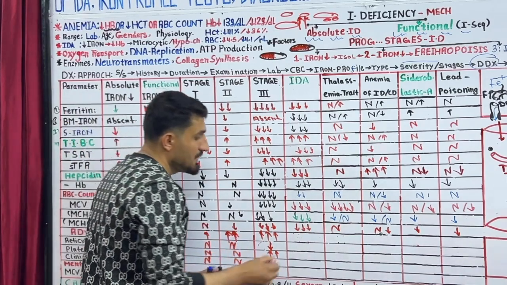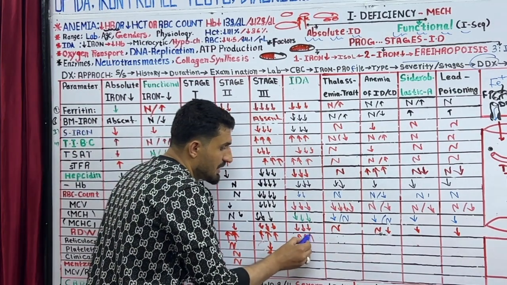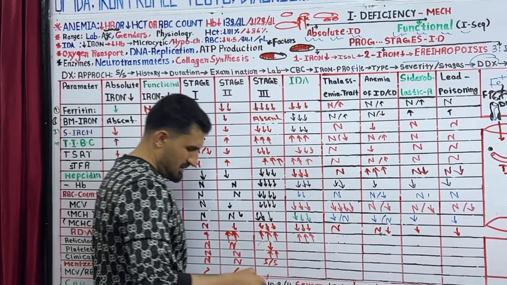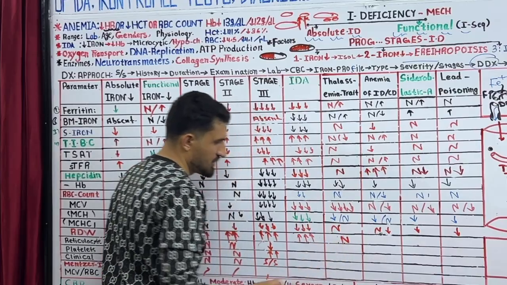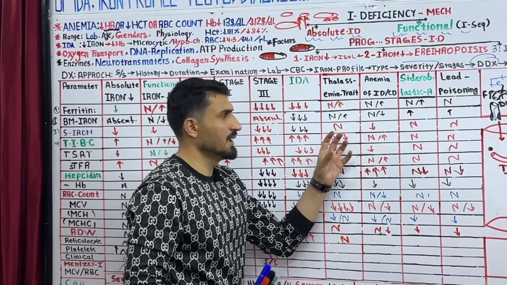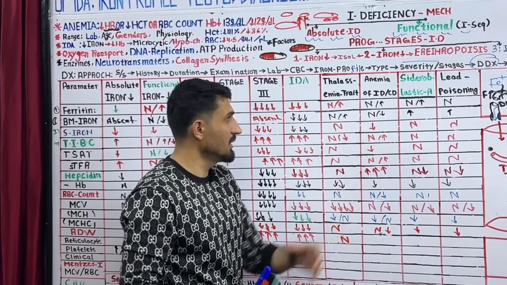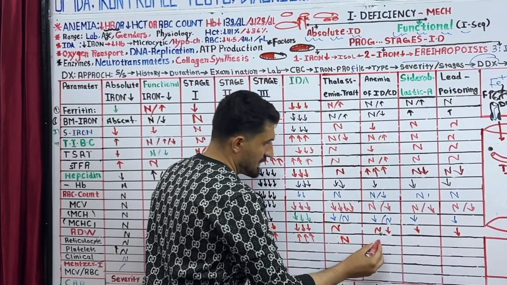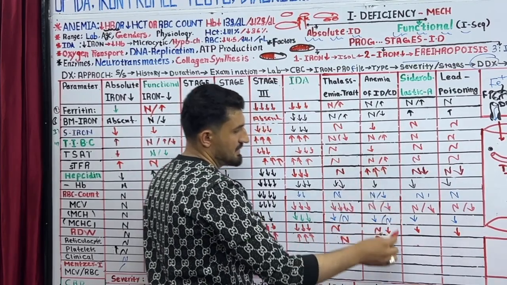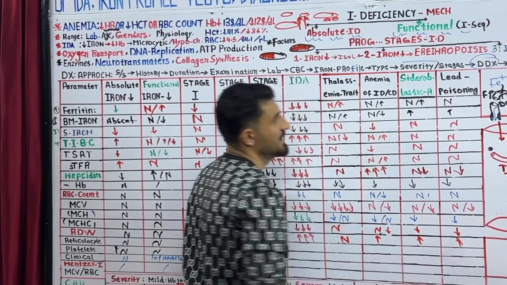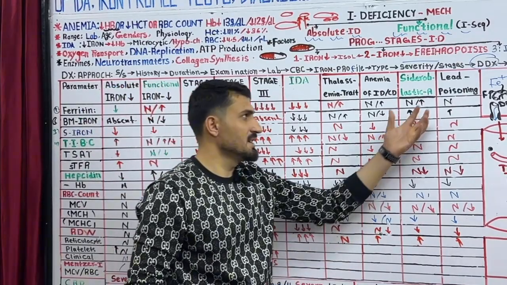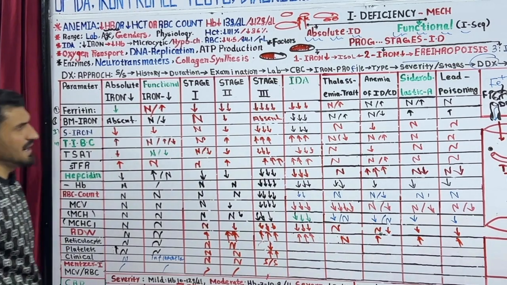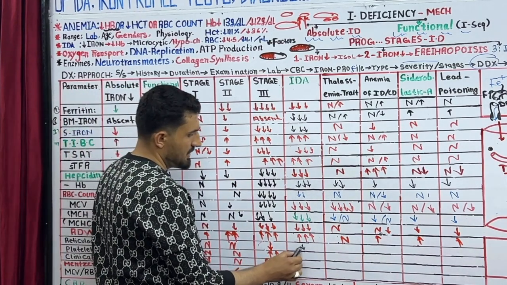About the RDW, here in iron deficiency anemia, it is increased because some RBC are smaller, some are larger. In thalassemia, it's normal, okay, because the main problem here is with hemoglobin synthesis functionally, not structurally. In anemia of chronic disease, sometimes it increases a bit. In sideroblastic anemia, it increases, and also in lead poisoning, it increases because some cells are smaller and some are larger. Got it?